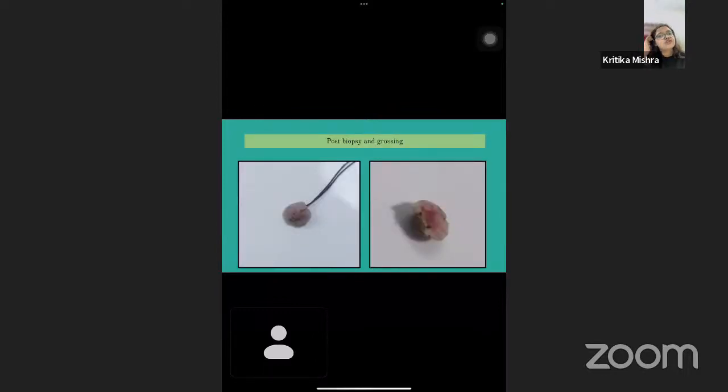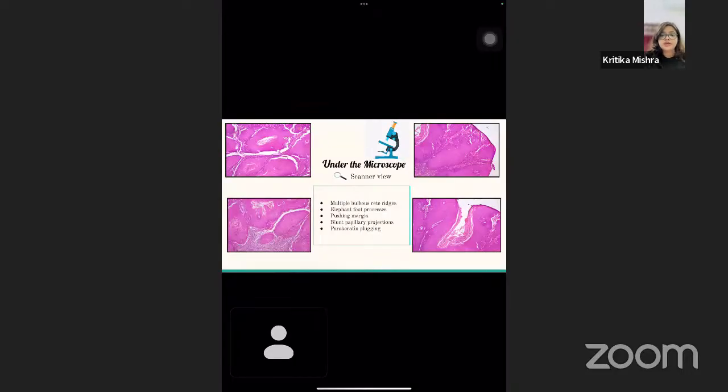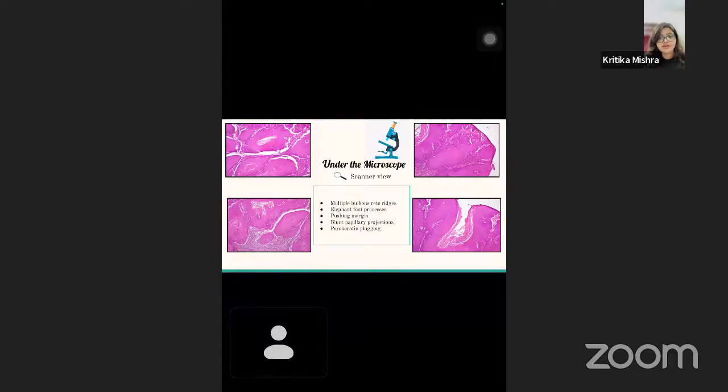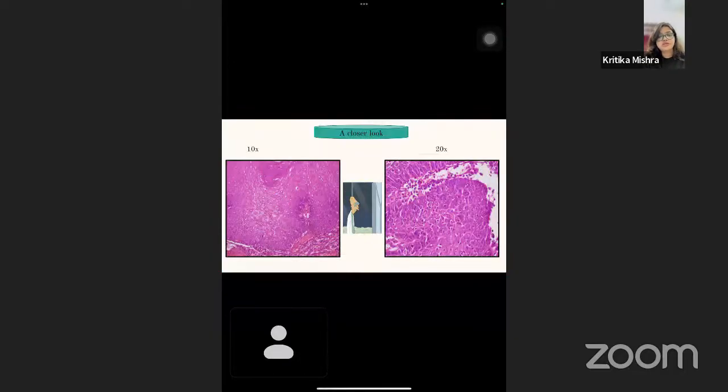So for the investigation, we did a biopsy, and on grossing, we see an exophytic lesion. And when we cut it, we see an exophytic growth and an endophytic growth, which is supported by a thin connective tissue stroma. So under the microscope, we see multiple bulbous ridges, elephant foot processes, pushing margins, blunt papillary projections, and parakeratin plugging. On a further closer view, we see several dysplastic changes.